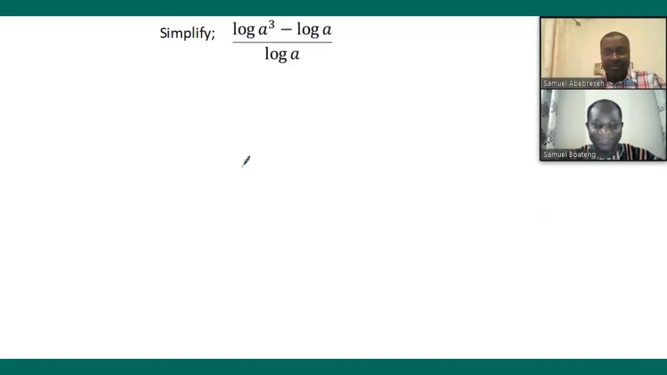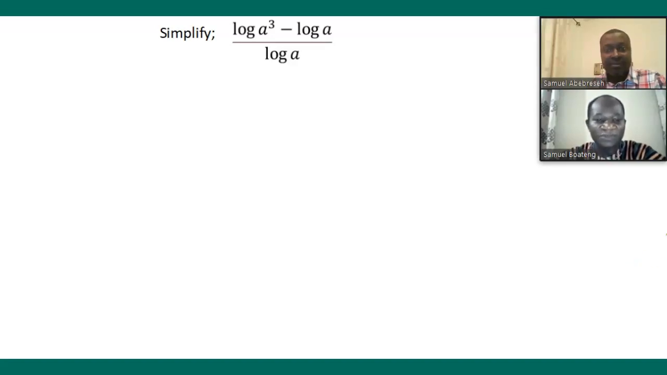On the screen, we have our first question: log a to the power 3 minus log a, over log a. We have to simplify this logarithm expression. So let's see how we are going to do it.